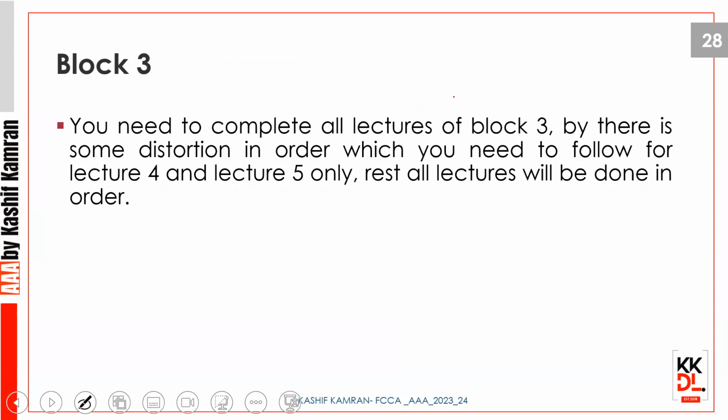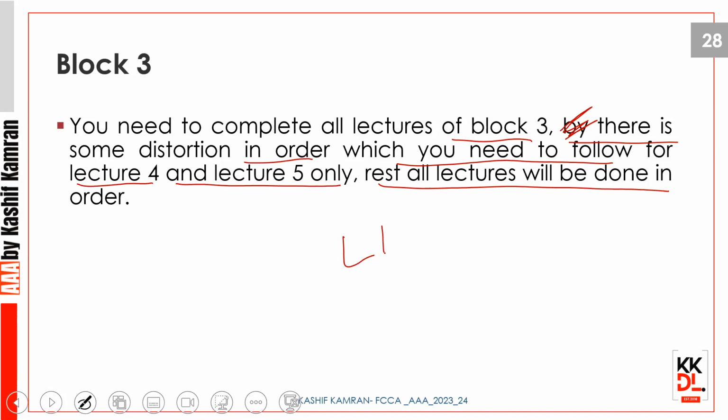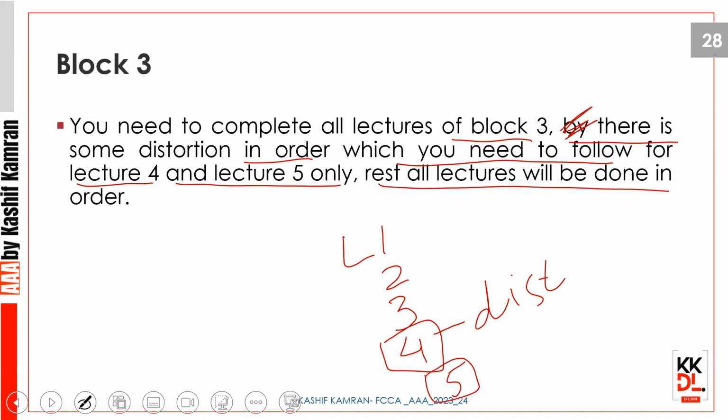You need to complete all lectures of block three. There is some distortion in order, which you need to follow for lecture four and lecture five only. Rest all lectures will be done in order. So lecture one in order, lecture two in order for block three, lecture three in order, lecture four. There is some distortion to follow for lecture four and lecture five. So the moment you come to lecture four, there is some distortion here. Then you get to lecture five, there is some distortion here. Then in order, lecture six, seven, eight, nine, 10, 11, 12, whatever they are, go in order. So the only problem will come when you get to lecture four and five. Rest all has to be done in order.